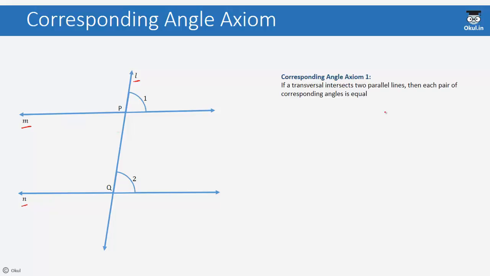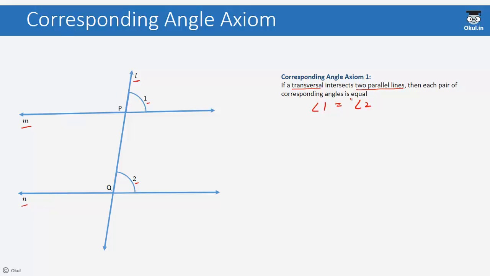Now the corresponding angle axiom 1 states that if a transversal intersects, transversal here is L, intersects two parallel lines, which are M and N, then each pair of corresponding angles is equal. So the corresponding angles here are 1 and 2. So according to the axiom, if we have the two parallel lines M and N and there is a transversal L that intersects, accordingly, we can say that angle 1 is equal to angle 2.